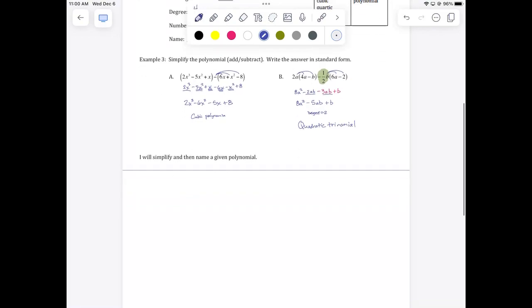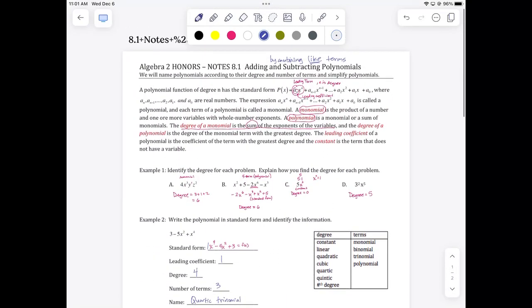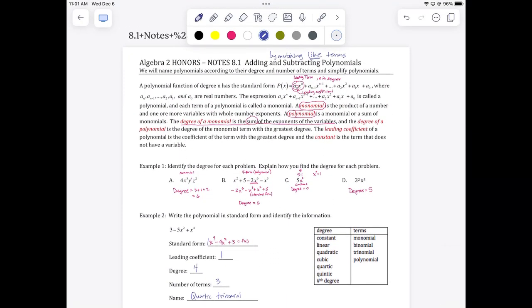All right, next page. Where'd the rest of the notes go? We're done. That's it. I'm sorry to waste your time today. But that's all our goal was for today.